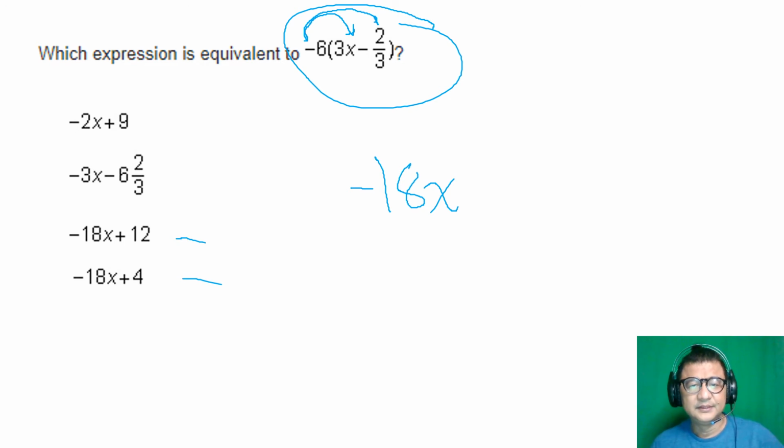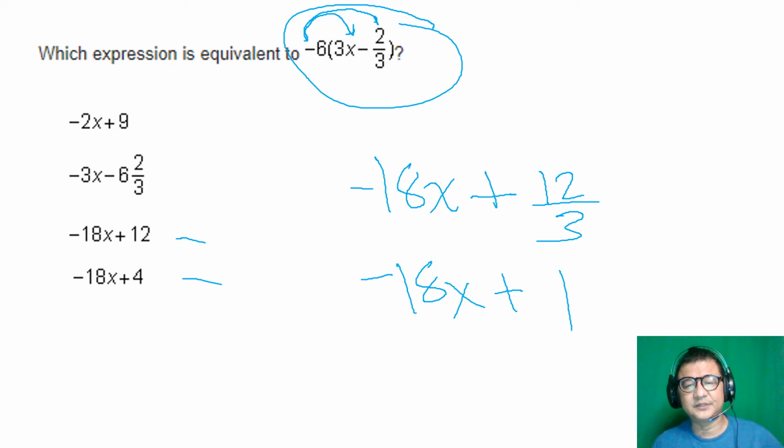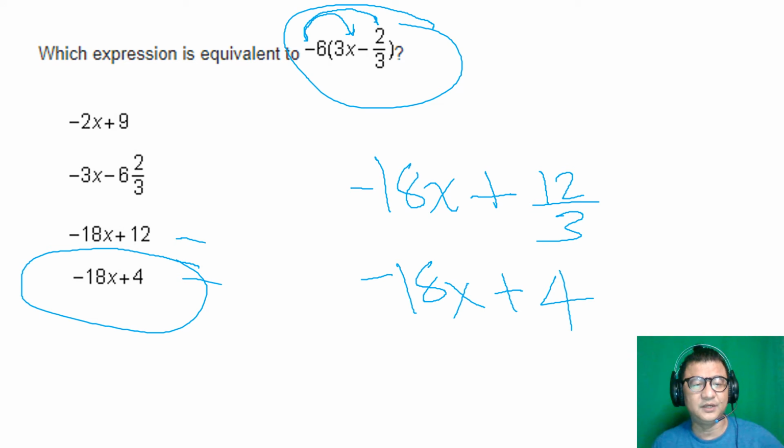So again, negative 6 times negative 2/3, negative times negative is a positive, right? 6 times 2 is 12 over 3, but I will not see 12 over 3 there. Okay, so what is 12 divided by 3? Negative 18x. 12 divided by 3 is a 4. So it's equal to this. You might be tempted to choose this one, the third one. No, not you. It's only the last one.